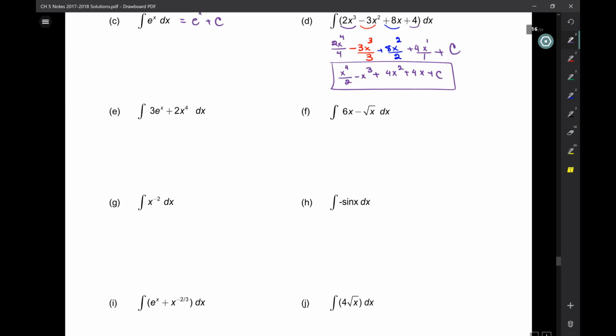So, what do we get for the first one? 3e to the x. That's it, 3e to the x. Right? E to the x just gives you e to the x back. Plus, what about for the next one? 2x plus C. That's it.